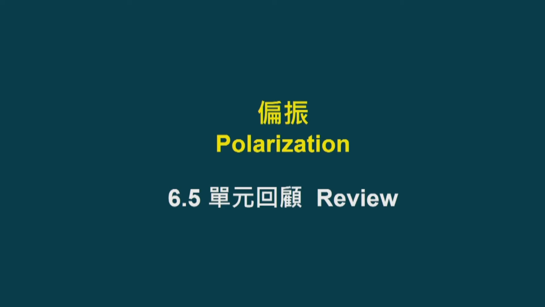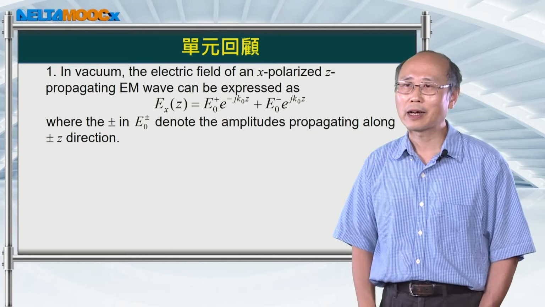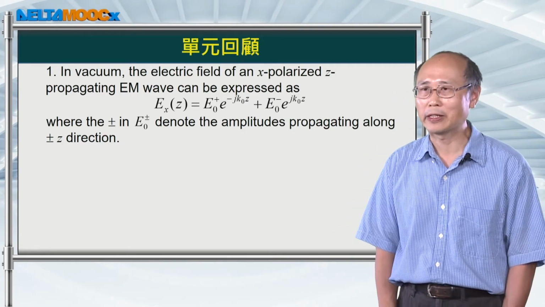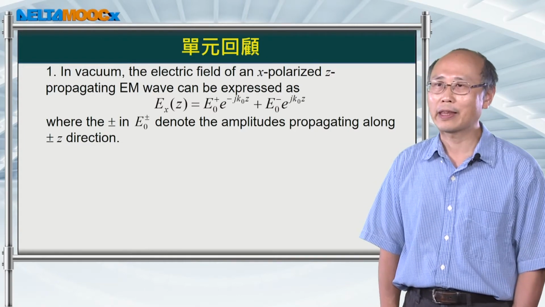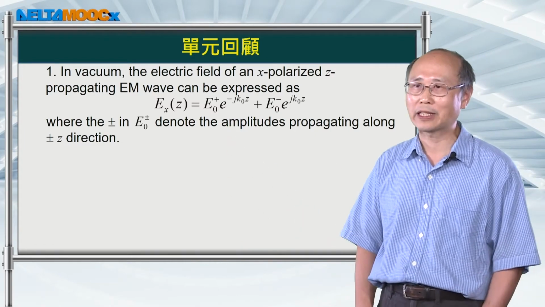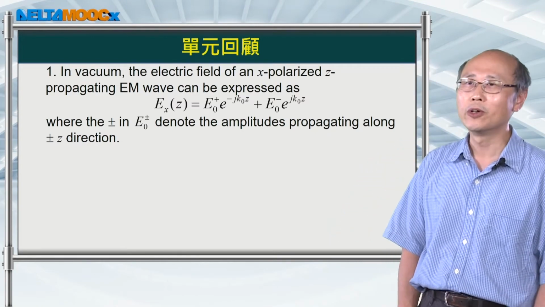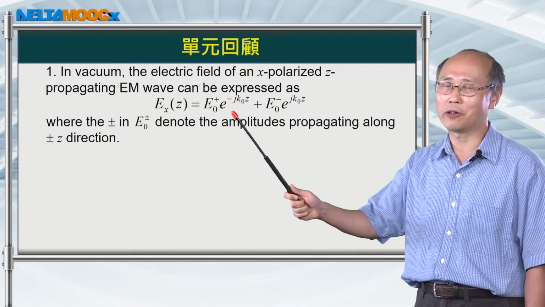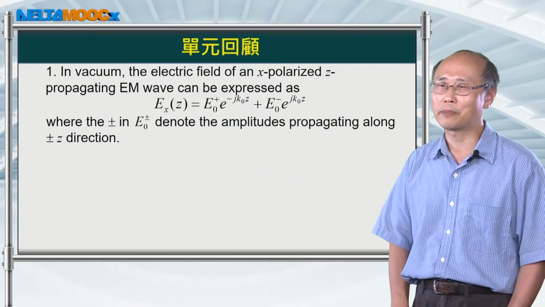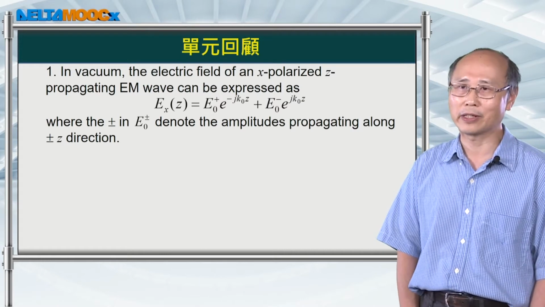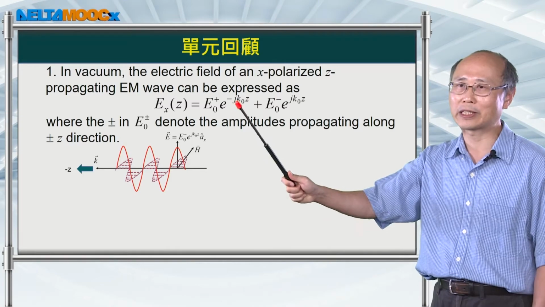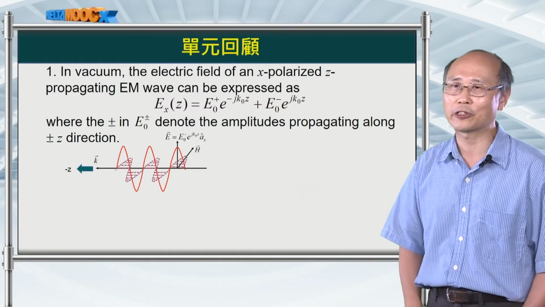Now I want to summarize this lecture. Initially, we talk about the expression of the electric field for a wave propagating along the z direction. And then once we put the Gaussian solution into the Helmholtz equation, we come up with this complete solution. One term propagates along plus z direction, the other term propagates along minus z direction. And so you have to be careful about the sign before the propagation constant.